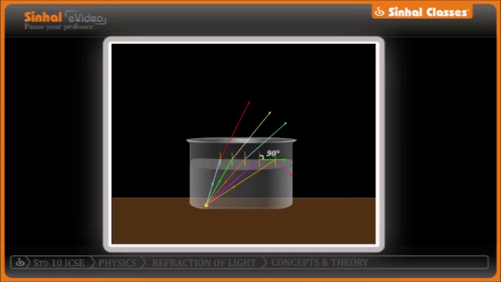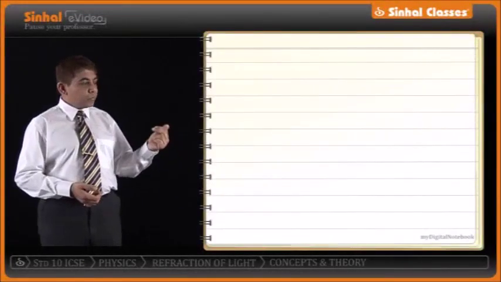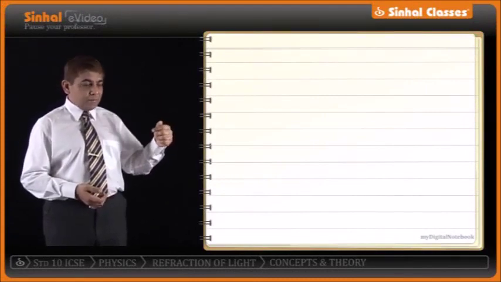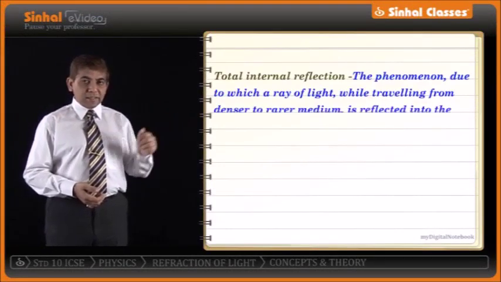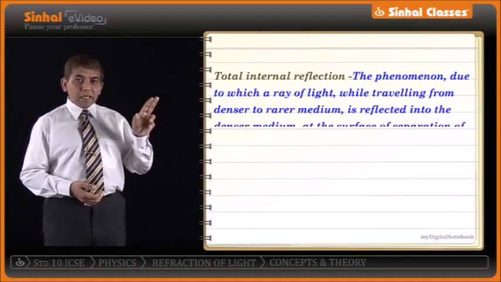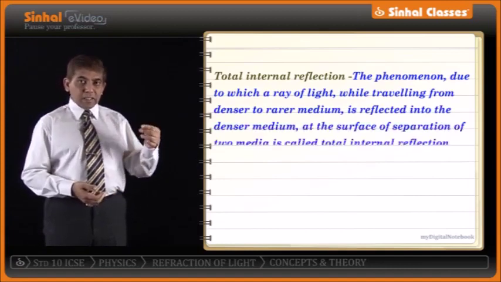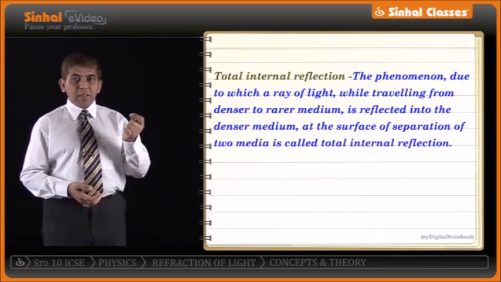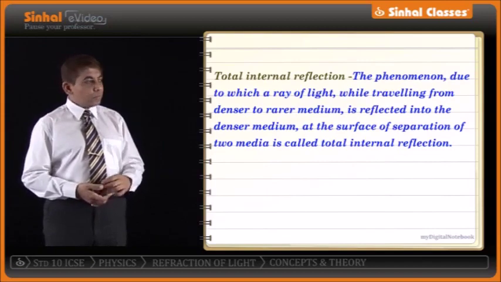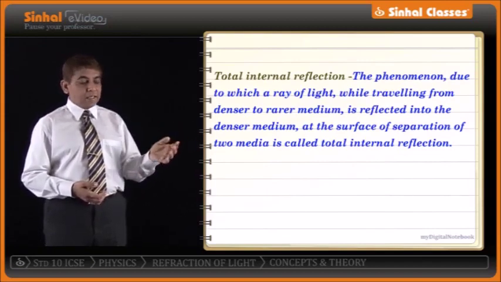So, for an angle of incidence greater than the critical angle, we see the phenomenon of total internal reflection. We define total internal reflection as: when a ray of light travels from a denser medium to a rarer medium at an angle of incidence greater than the critical angle, it reflects back into the same denser medium, obeying the laws of reflection. This phenomenon is also very important. As I said, we have a large number of applications of this.